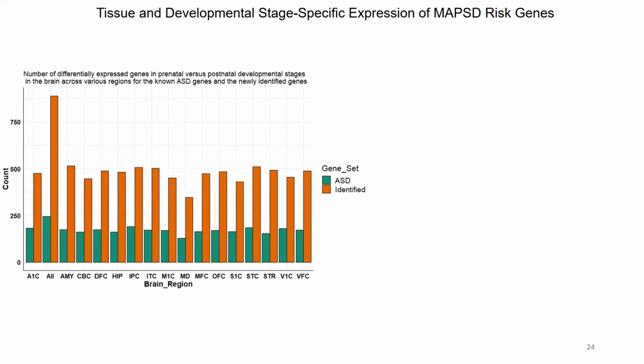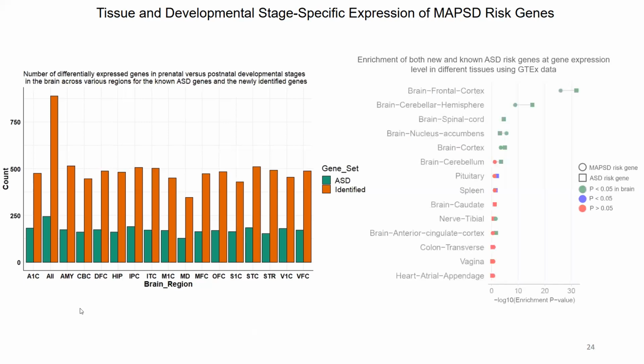Then we averaged the expression levels of each MAPC genes across different stages of prenatal and postnatal stages and looked for differential expression. In fact, we found that almost 94% of the known autism genes, as well as 86% of the identified candidate genes, are differentially expressed in postnatal stages versus prenatal stage. Now, the overall pattern of the number of DE genes or differentially expressed genes in autism and MAPC genes were also similar.